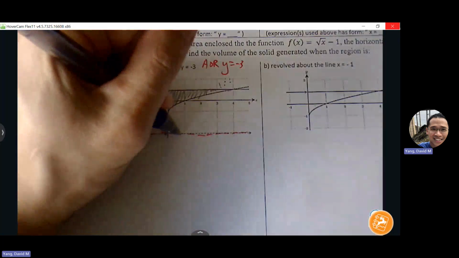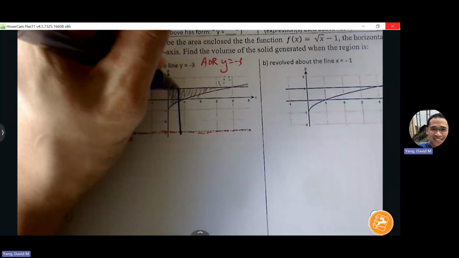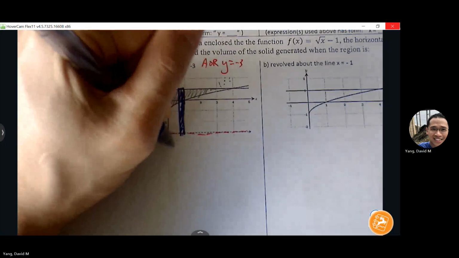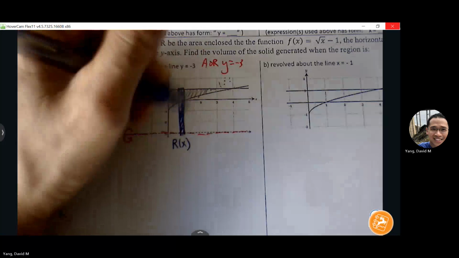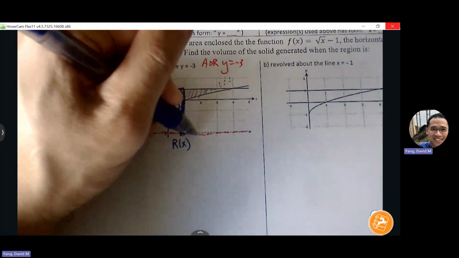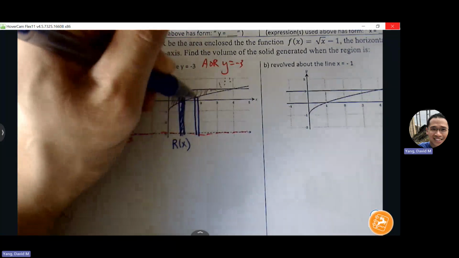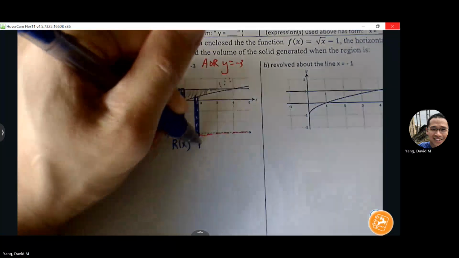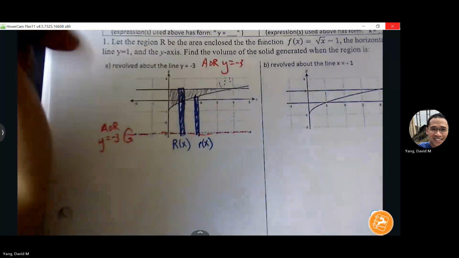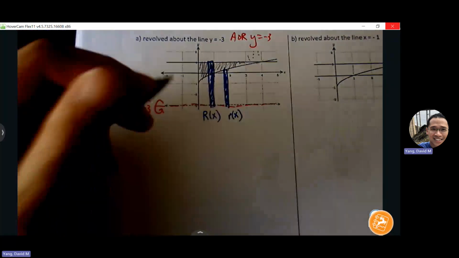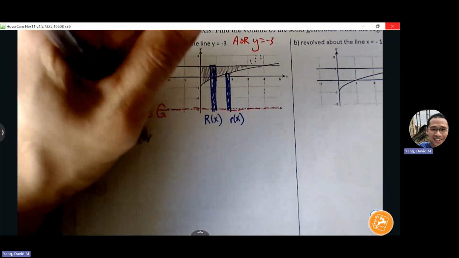Okay, so from the axis, you're going to extend to the furthest boundary of your shaded region. Call that big R. And then from your axis to the closer of the two boundaries, that's your little r. Okay, let's build our two radii, big R and little r.